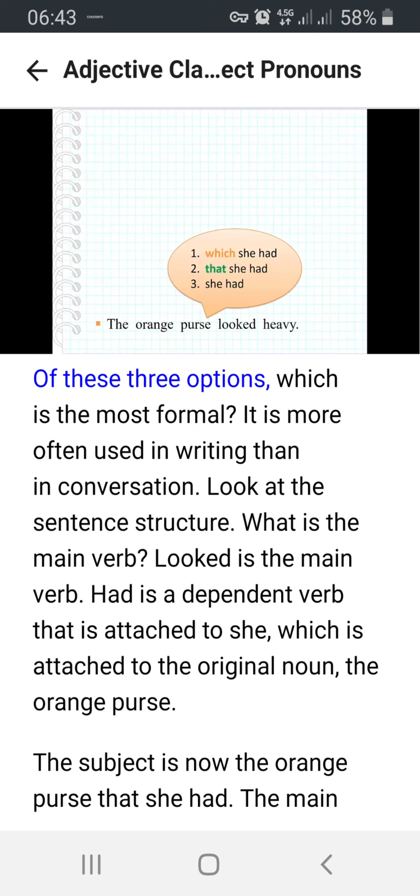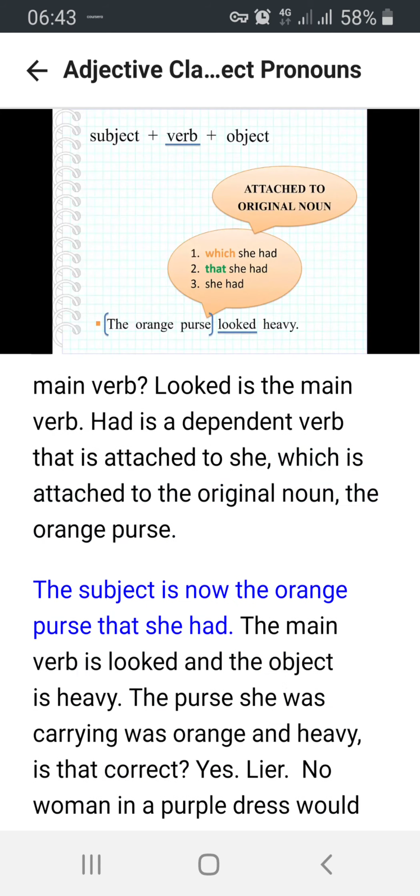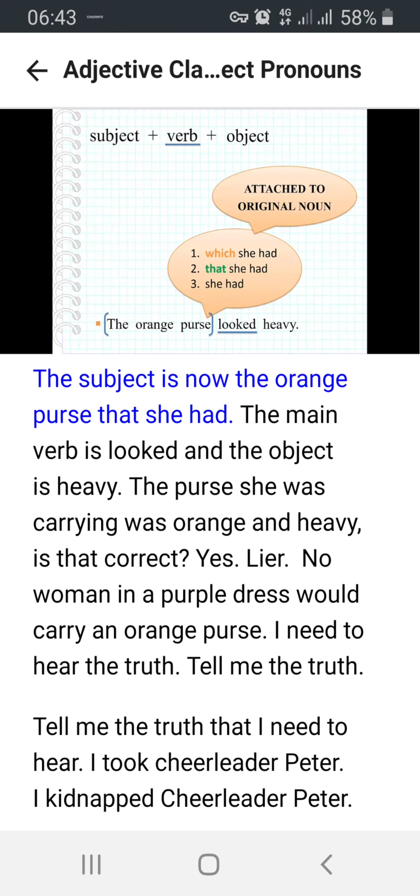Of these 3 options, which is the most formal? Which is more often used in writing than in conversation. Look at the sentence structure. What is the main verb? Looked is the main verb. Had is a dependent verb that is attached to she, which is attached to the original noun, the orange purse. The subject is now the orange purse that she had, the main verb is looked, and the object is heavy.